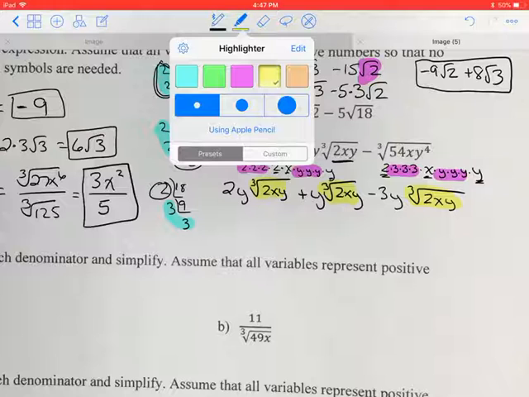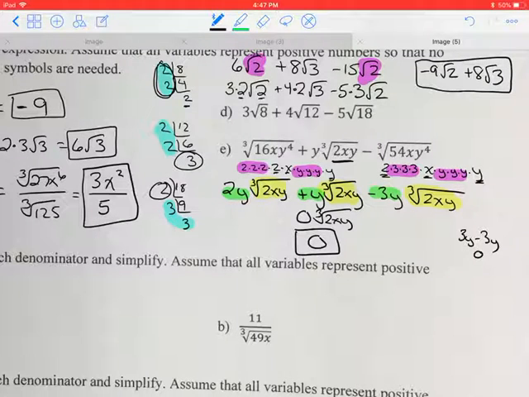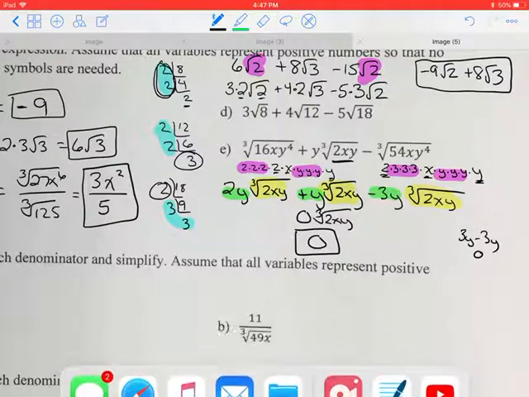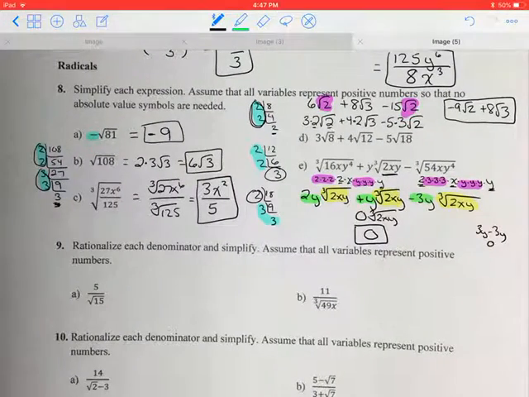So now I'm interested in looking at this part. So 2y plus y minus 3y. So that would give me, I'm going to write this off to the side, 3y minus 3y would give me 0. So basically I'm getting 0 cube roots of 2xy. And we know that 0 times anything gives me back 0. All right, so that takes care of problems 7 and 8.